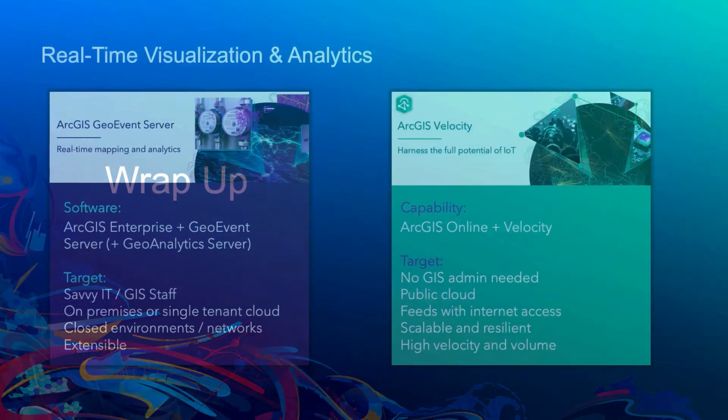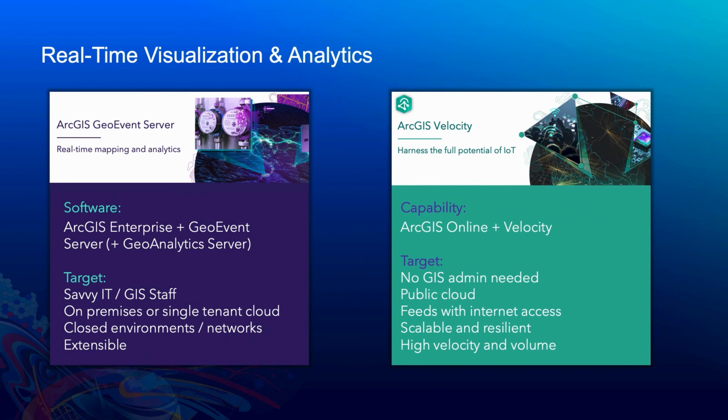In terms of product offerings, providing complete real-time visualization and analytic capabilities, we have GeoEvent Server and Velocity. In many ways, these products have comparable functionality and are just different deployment options, but I wanted to review some of their differences side by side in case you can't decide which option fits your needs.